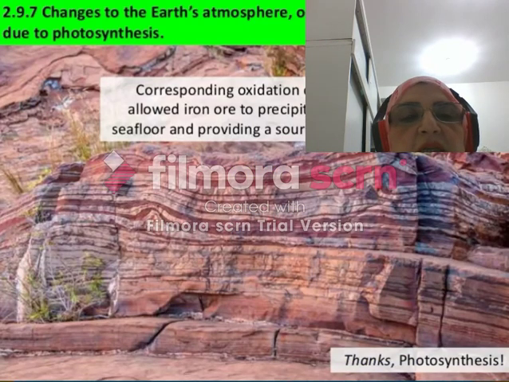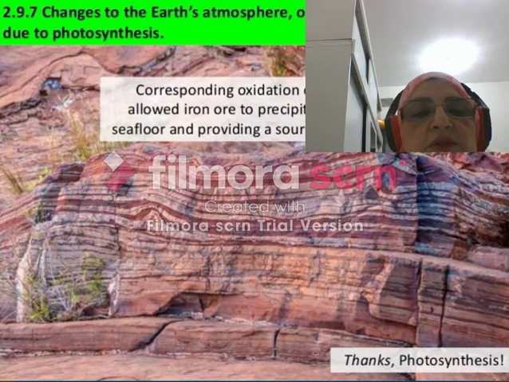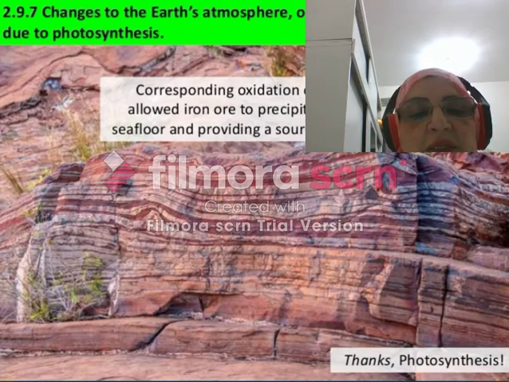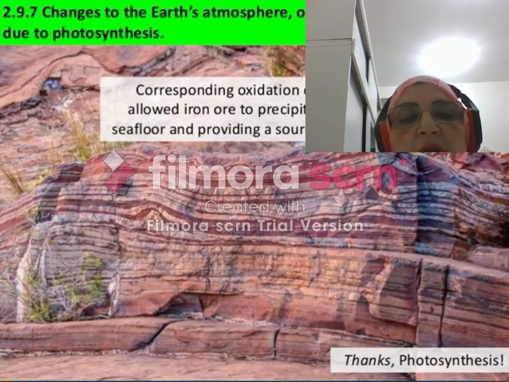Also, scientists thought that the changes to Earth's atmosphere resulted in the oxidation of dissolved iron in the ocean, which allowed iron ore to precipitate, forming bands across the seafloor and providing a source of iron and steel to this day. So we would also thank photosynthesis for iron and steel manufacture, and iron is a very important metal in recent industry.